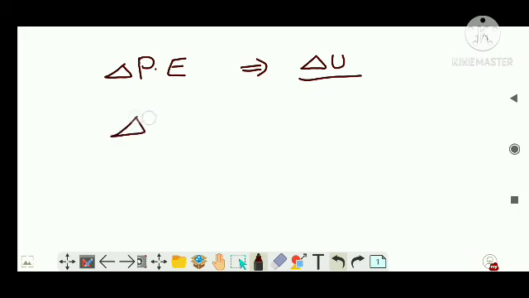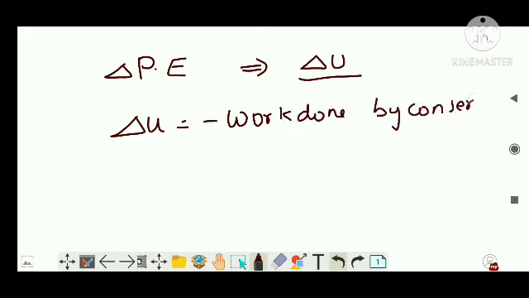And there it is mentioned that change in potential energy is equal to minus the work done by the conservative force. Keep in mind, it should be conservative force.